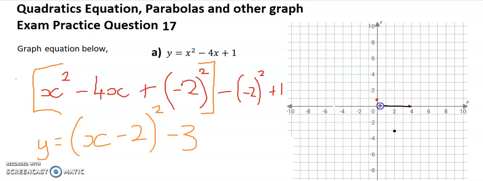So let's get my parabola ready. And I'll finish my parabola off going through the y. And there we have it.